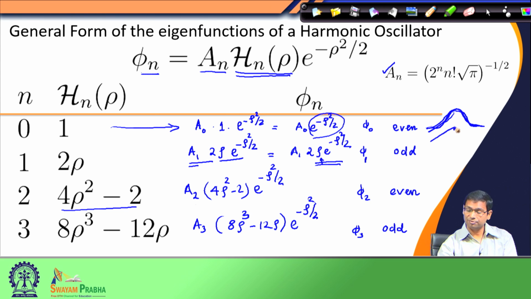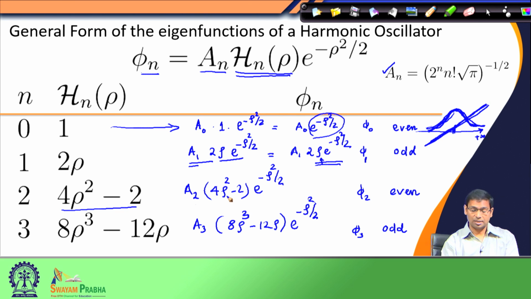So, when this is my rho axis, rho is 0, rho is plus infinity, rho is minus infinity. The e to the power minus rho square by 2 term is the Gaussian bell shape form, and rho is simply the straight line here. When I multiply these two functions, you would see that at rho equals 0, the wave function will become 0. Why? Because this function will develop a node, that means the wave function will vanish when rho is equal to 0.